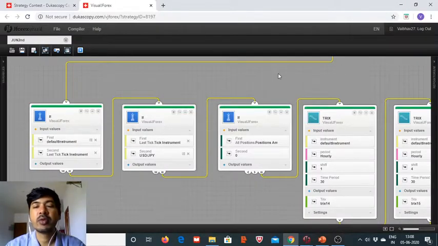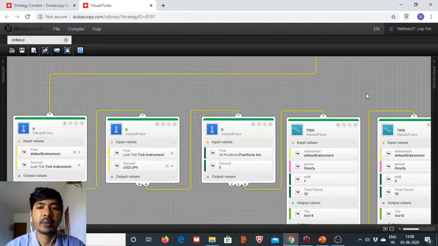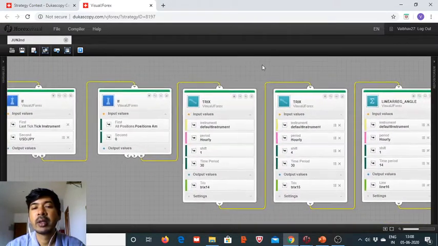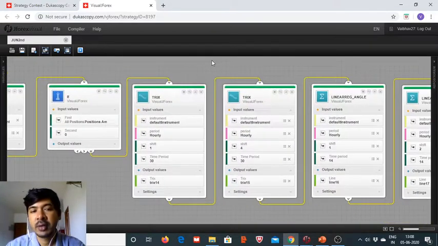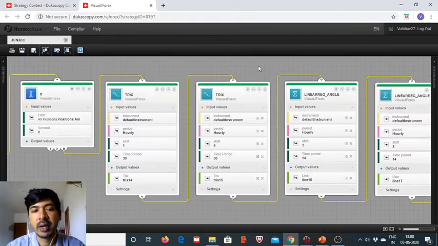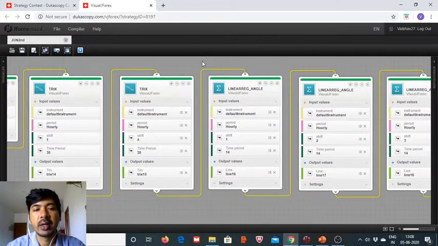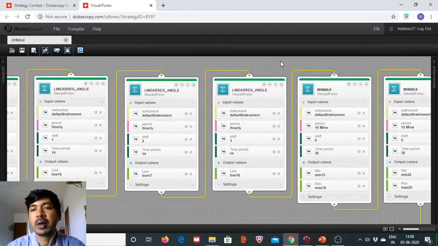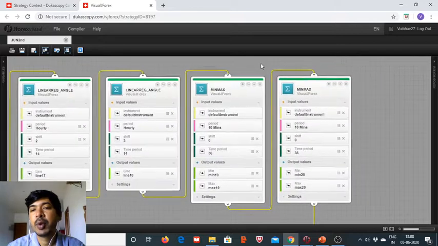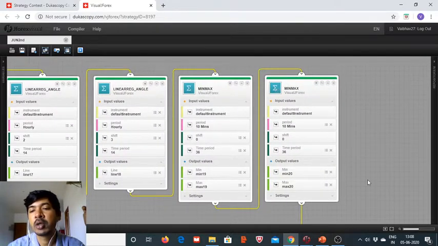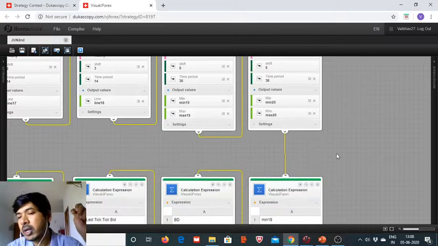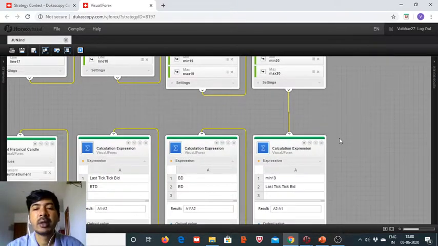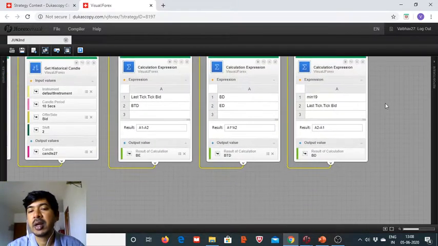So what we have done so far, we did instrument subscription. This time around, USD JPY is our instrument of choice, the default instrument. The position amount has been defined at 0. Then we got these TRIX indicators of shift 1 and shift 4 defined at hourly time frame. Linear regression angle is also defined at hourly time frame, and as I explained, it will help us figure out the entry point. Then we got these min-max blocks for calculation and the order placement, both buy and sell side.